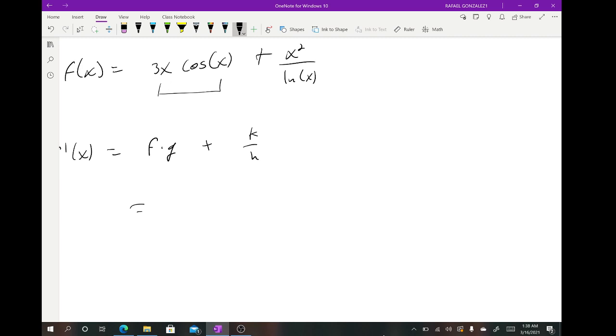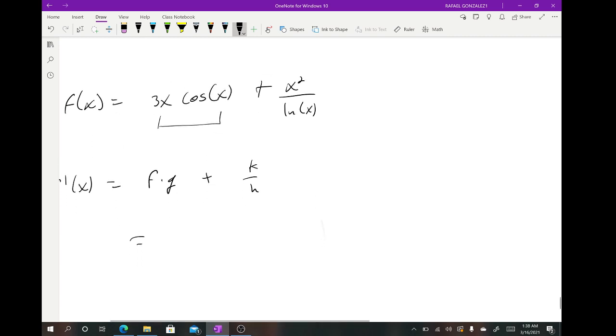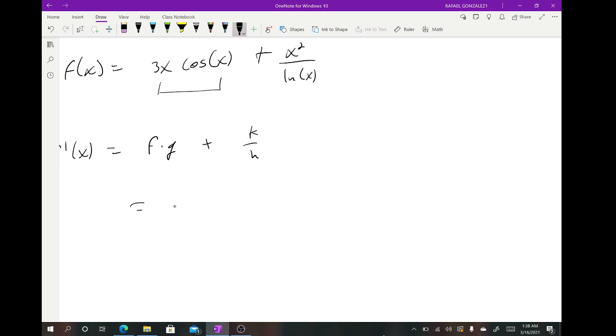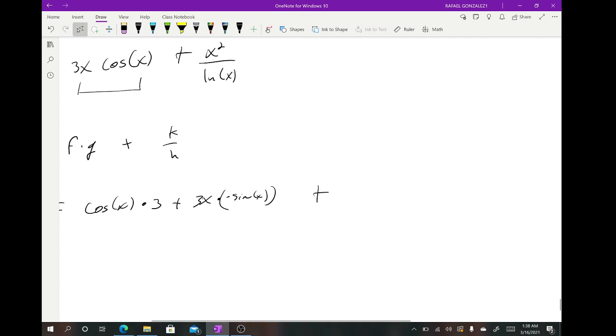So the rule says, for the product rule, the second times the derivative of the first. So it'll be cosine of x times the derivative of the first, which is just 3, plus the derivative of the second times the first. So the derivative of cosine, remember that's a negative sign, so that's going to be 3x times negative sine of x. So that's for this piece. 3x cosine of x becomes all of this. And then plus the fraction that I have up here.